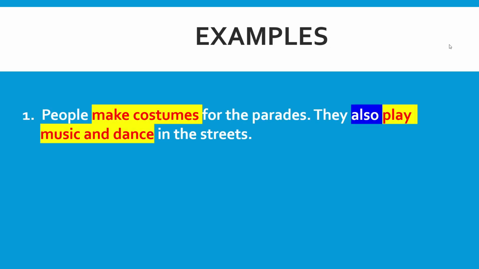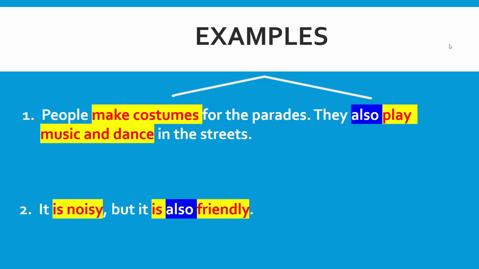The first sentence is, people make costumes for the parades. They also play music and dance in the streets. So as you can see here, play is the verb, so also should be placed before the verb. Hence, this is actually connecting ideas to the first sentence. People make costumes, yes, but apart from that, what do they do? They also play music and dance in the streets. Next one is, it is noisy, but it is also friendly. As you can see in this example, also occurs only after the verb to be, is. This is the second condition. And as you can see here, the idea it is also friendly is connected to the first idea, which is noisy.